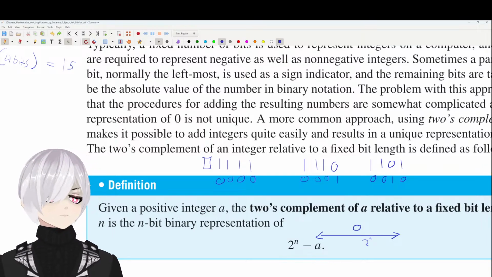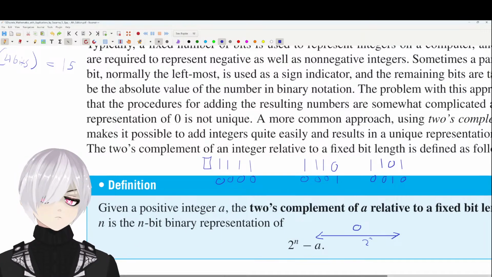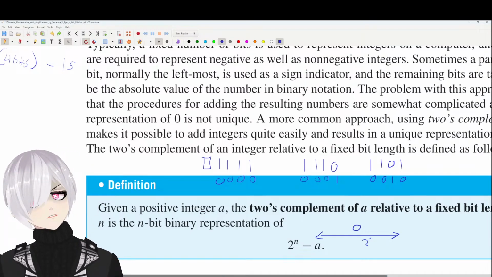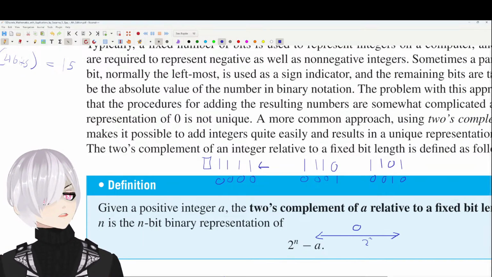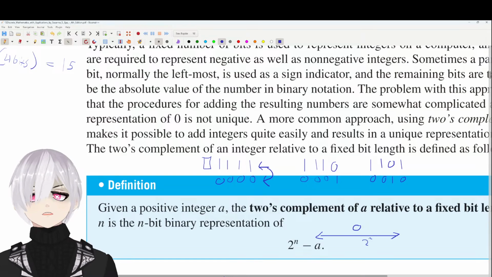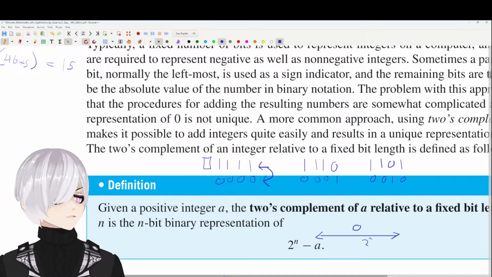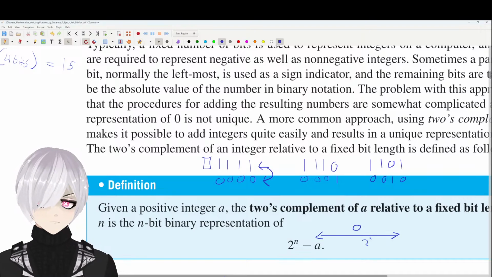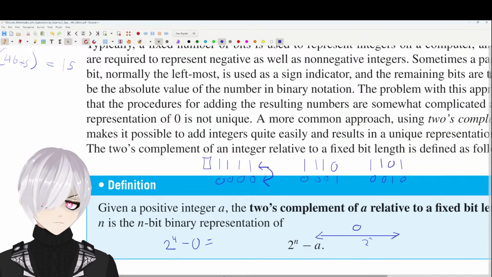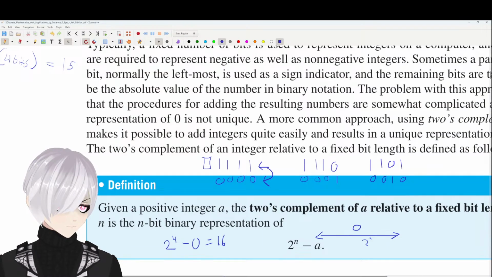Yeah, but this is interesting. I think the later sections are going to talk about how using two's complement makes it easier to do arithmetic. So would this top version be the two's complement of zero? Or am I doing this wrong? Let's see. The two's complement of zero, whatever the bit length n is, will be 2 to the n minus 0. So it's just 2 to the n. If the bit length was 4, the two's complement of 0 would be 2 to the 4th, or 16.